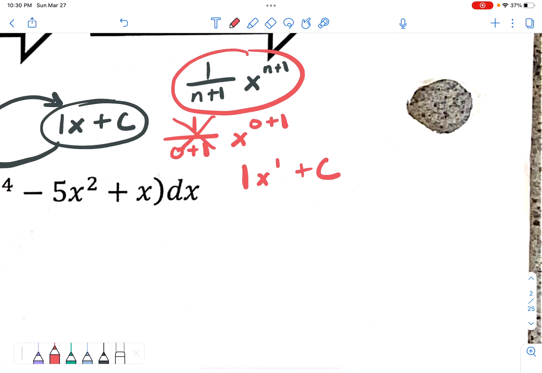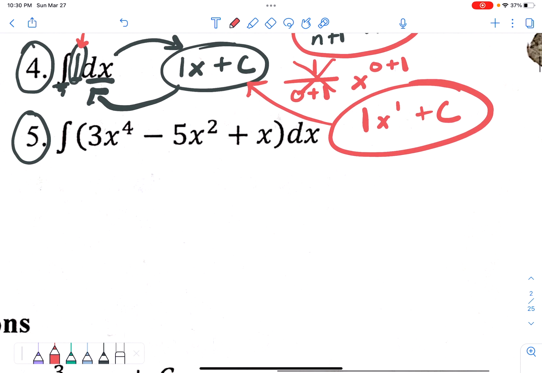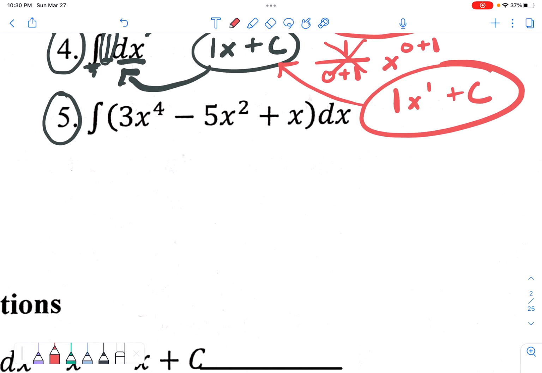And then don't forget your plus c on the end there. And that's exactly what we got here, but we did it using the rule, right? Okay. Number 5. So here's what I want you to do.